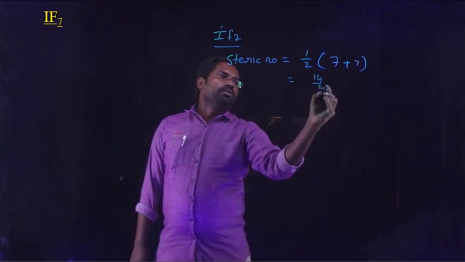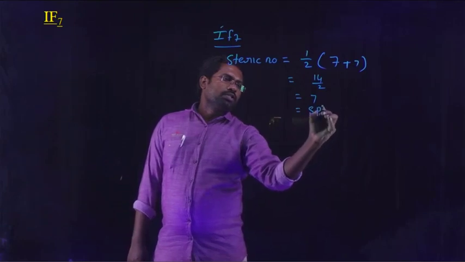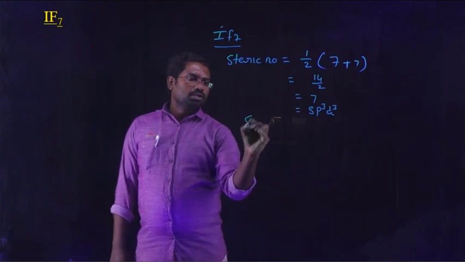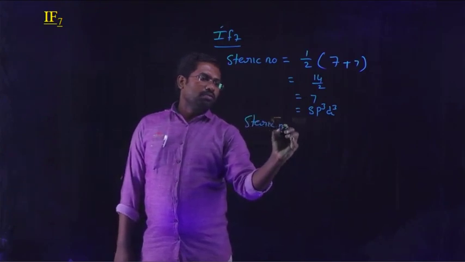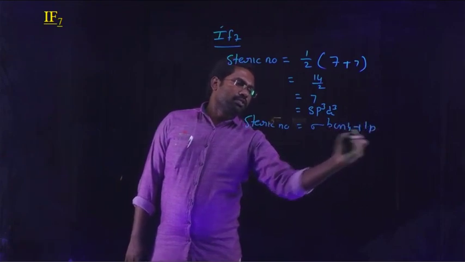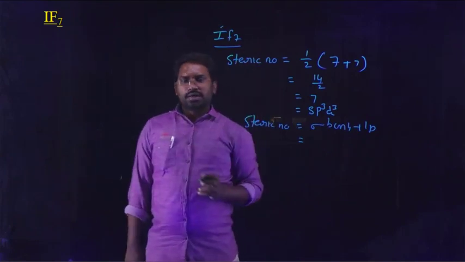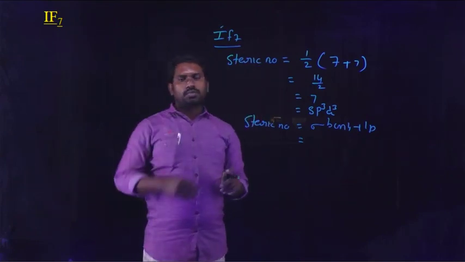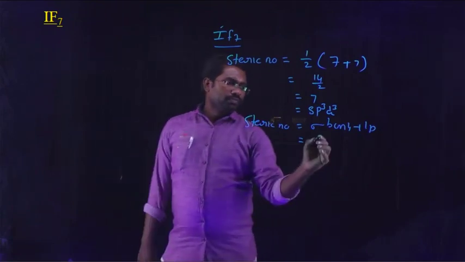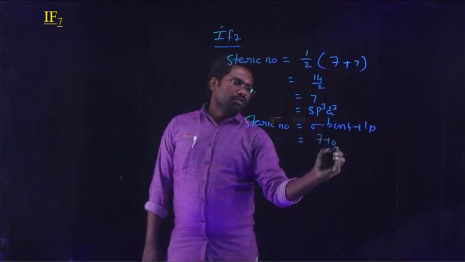For IF7, 14 by 2 is 7. Therefore hybridization is sp3d3. Here also steric number is equal to number of sigma bonds plus lone pairs. So how many sigma bonds are present here? Fluorine contains 1 unpaired electron. Here 7 fluorines are present. Therefore it will be able to form 7 sigma bonds with iodine. Therefore the number of sigma bonds is 7 and lone pairs are 0.